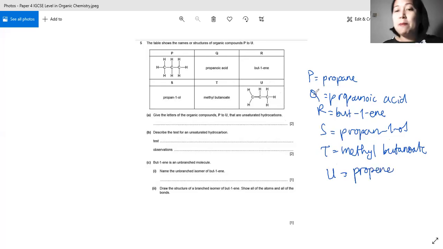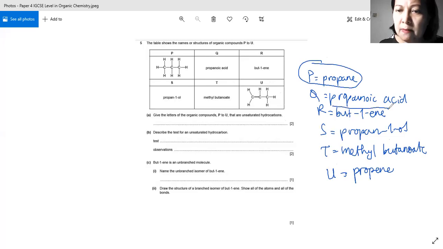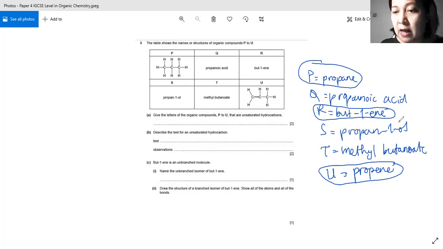So the ones that can be the product of the cracking of the decane are propane, but-1-yne, and then propene. Why is that so? Because the products of cracking are also hydrocarbons. So propanoic acid has the oxygen and alcohol has the oxygen. Methyl butanoate also has the oxygen. So they cannot be the product of the cracking. So again, the products can be propane, but-1-yne, and propene.